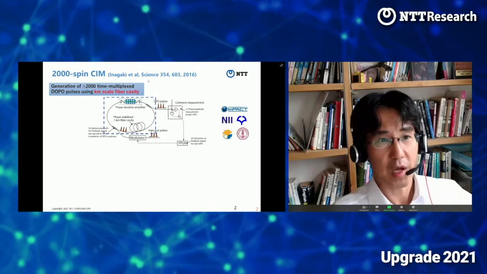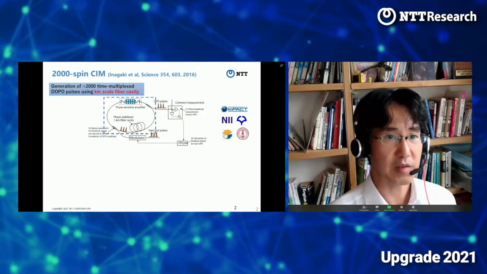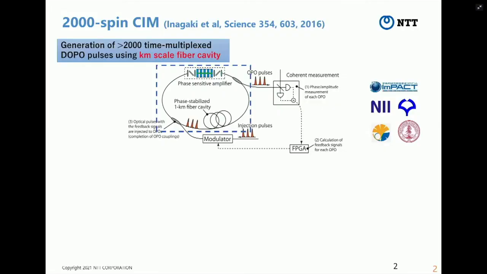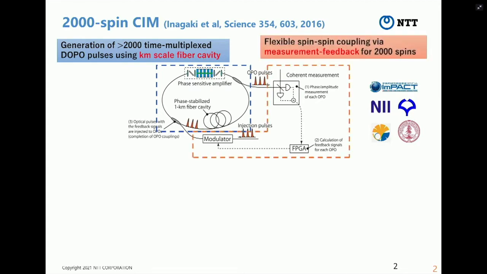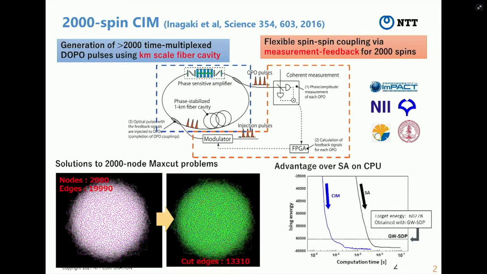The key technology of our large-scale machine is the generation of thousands of time-multiplexed DOPO pulses using a huge kilometer-scale fiber cavity. And those DOPO pulses are flexibly coupled via measurement feedback. So all-to-all coupling among the 2000 spins is possible with this scheme. And with this setup, we experimentally confirmed that our CIM finds solutions to 2000-node MAX-CUT problems. And we showed there was some computational advantage over simulated annealing on CPU.